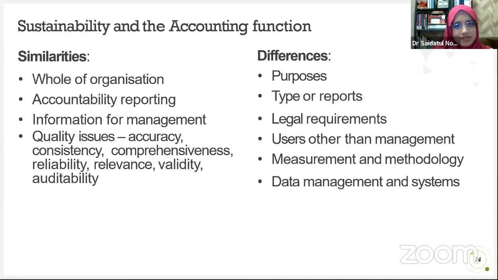Measurement and methodology, like I said just now: how do you measure pollution level? That depends on the organization's ability to actually measure, to have the tools to measure pollution, water consumption, electricity consumption, and all that. And not all organizations have that. But to measure financial performance, all organizations have that ability. So financial performance is much easier to measure than sustainability performance. And then data management and systems. Those two accountings, even though both are still called accounting, use different sets of data and different data management and systems. Accounting has to have maybe SQL, UBS or whatnot, but sustainability has to have other systems to capture the information on the sustainability impacts of the business. Okay, so that is the similarities and differences.